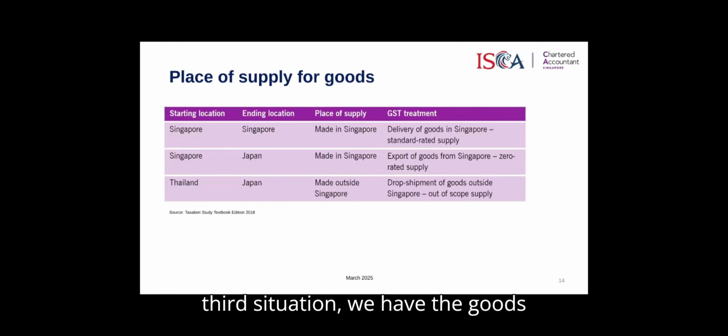In the third situation, we have the goods being physically outside of Singapore in Thailand, and the ending location of the goods is in Japan, another location outside of Singapore. In this case, the supply is made outside of Singapore, and given that the goods did not physically enter Singapore at any point of time, we consider them to be third country sales and therefore classified as out of scope supply for GST purposes.